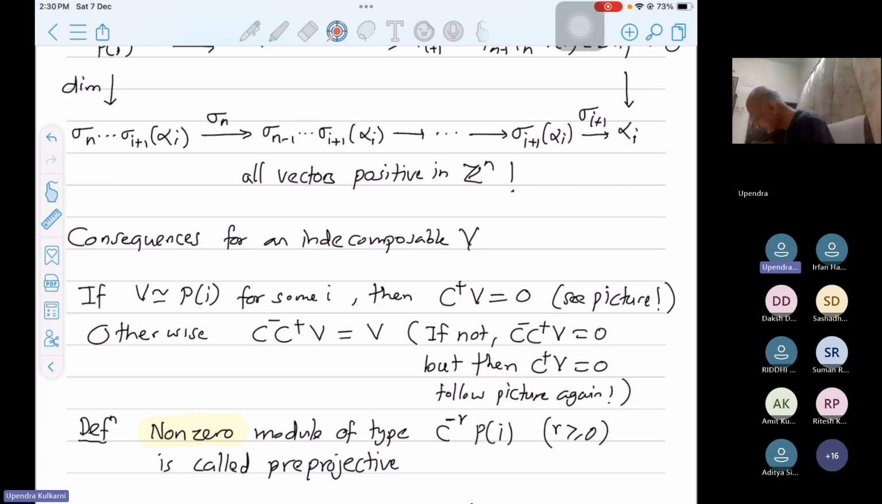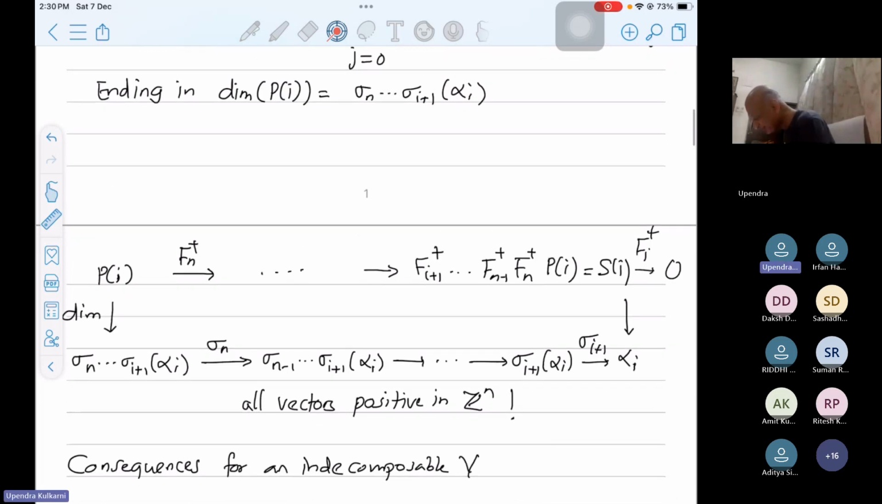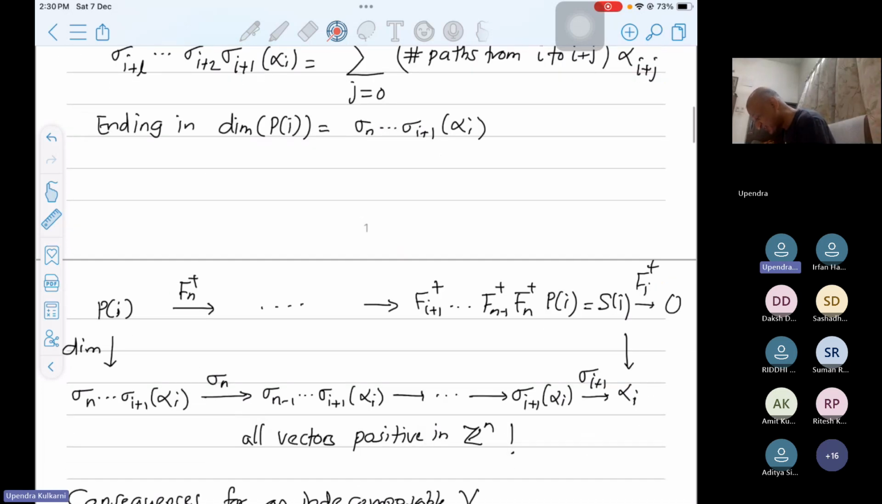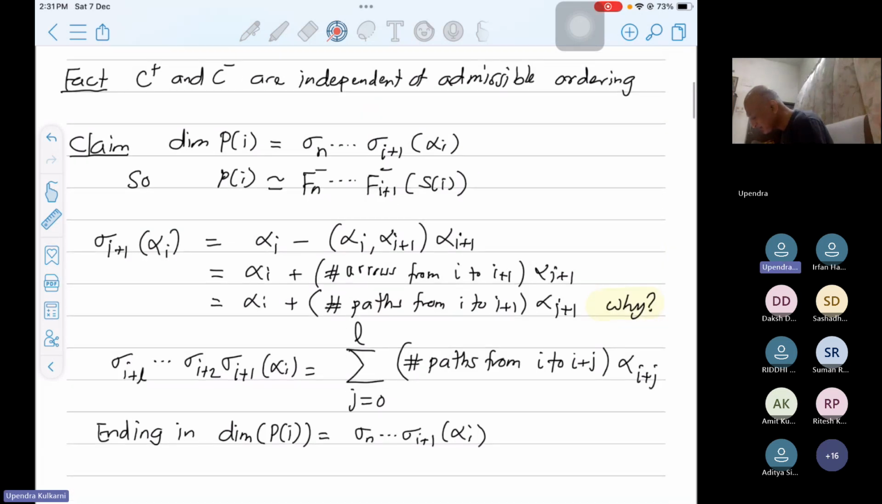But what does it mean that C plus V is 0? It means that if I start applying Fn plus, then Fn minus 1 plus, and all the way up to F1 plus, at some point I become 0. That means at some stage I was non-zero, and applying the next Fi plus gives me 0. That means I must be in such a situation at some point. Whenever I die, the previous one must be Si. I just work backwards and get a formula that whatever I started with must be precisely of this type.